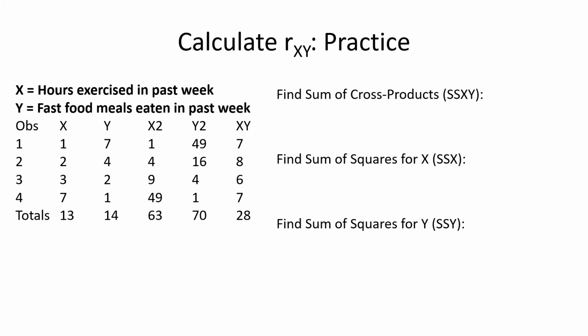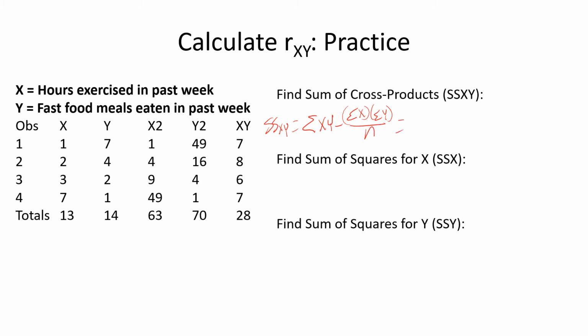But you'll recall that the sum of cross products, SSXY, equals the sum of XY minus the sum of X times the sum of Y divided by N.